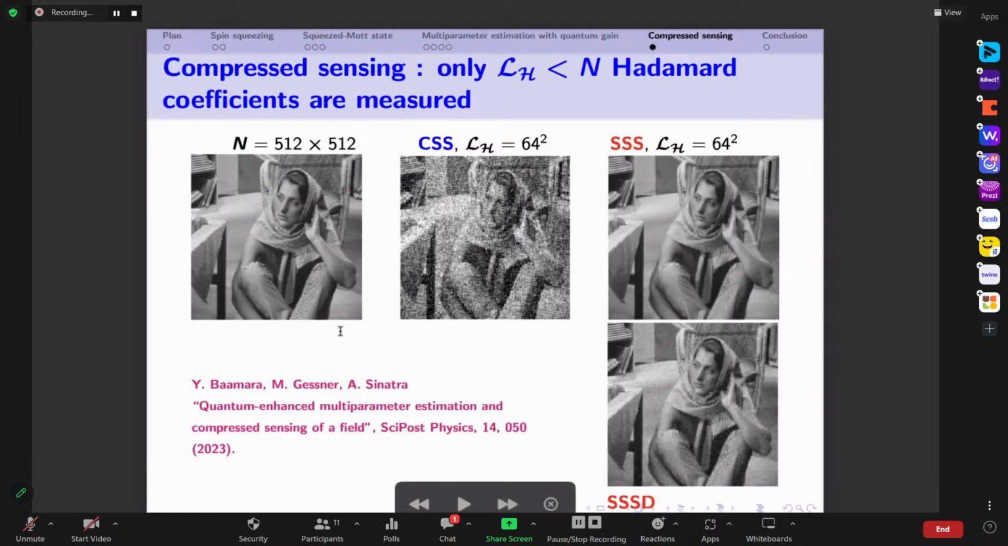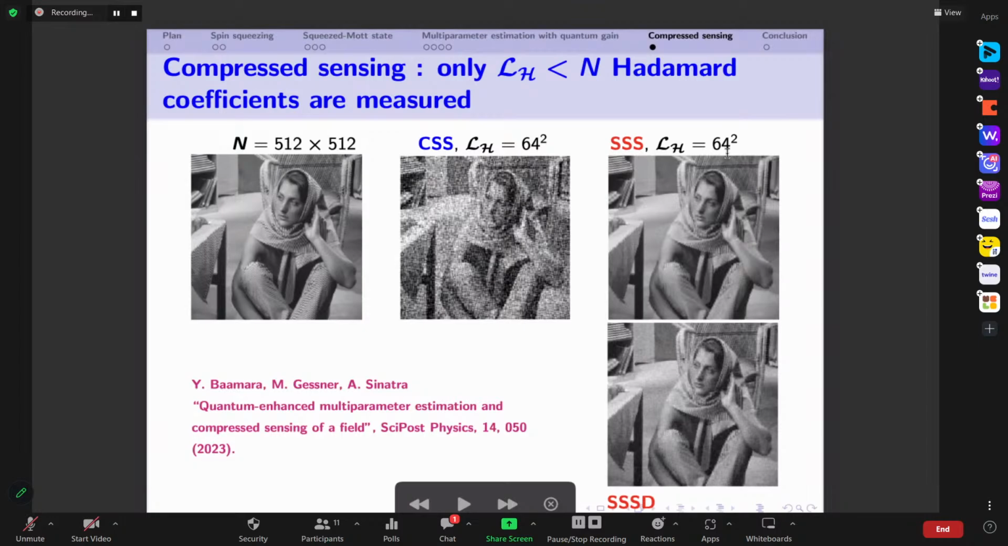The first one is the signal as usual. And then in the second picture here, this is for independent atoms. Instead of measuring 512 square Hadamard coefficients, we measure only 64 square, so much less. And we recover something noisy. And if we do the same thing with the same number of measurements with the squeezed state, the image is much nicer. Is this image top right?